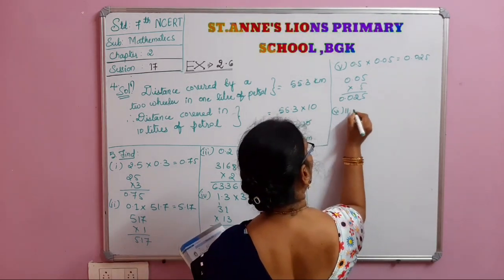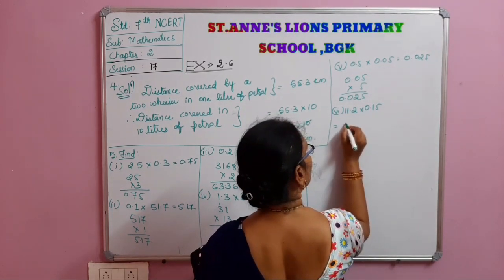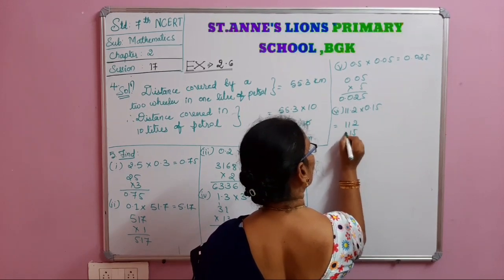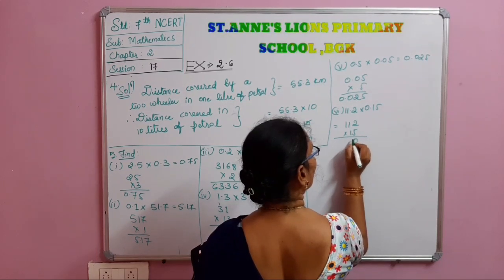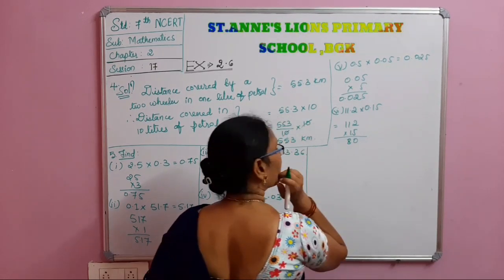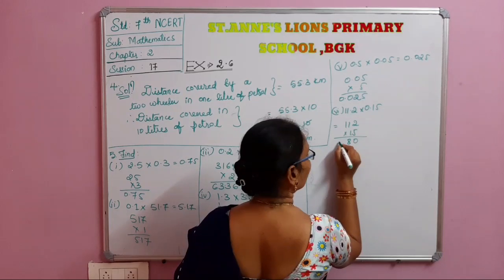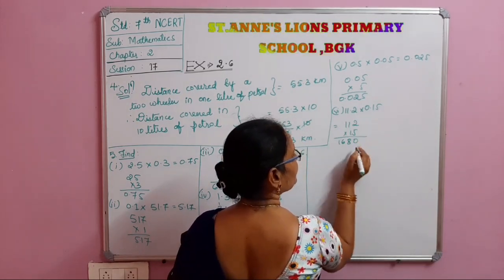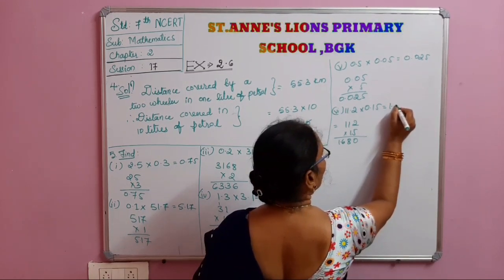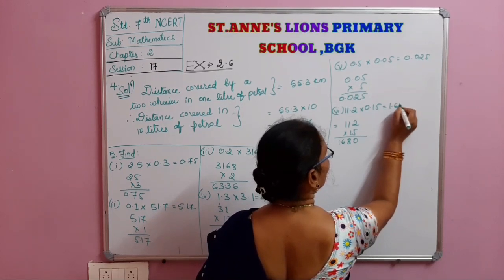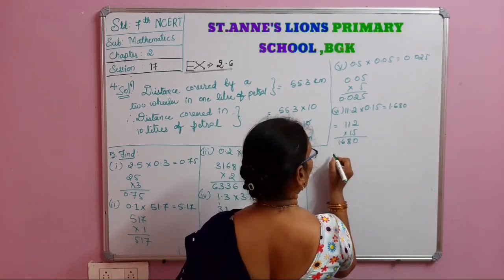Then the sixth one is 11.2 into 0.15. See here 112 into 15. 15 twos are 30 carrying 3. 15 ones are 15 plus 3, 18 carrying 1. 15 ones are 15 plus 1, 16. See 1, 2, 3 places. Answer is 1.680.